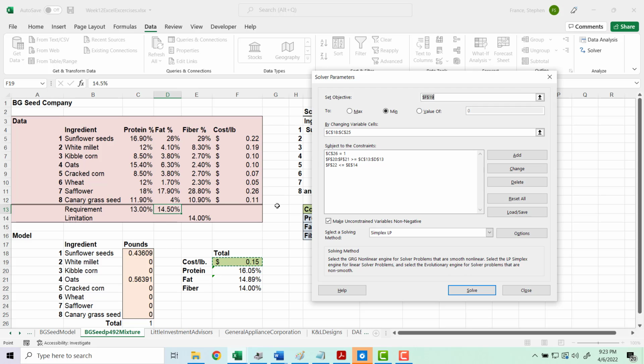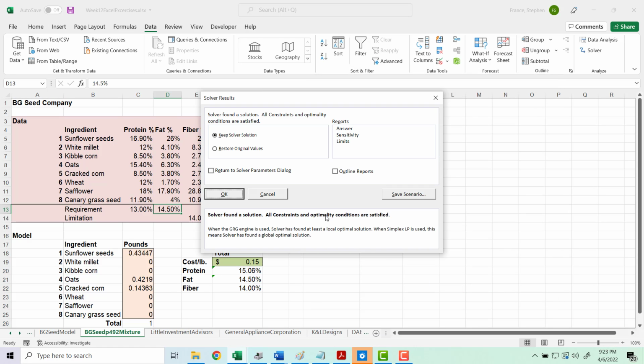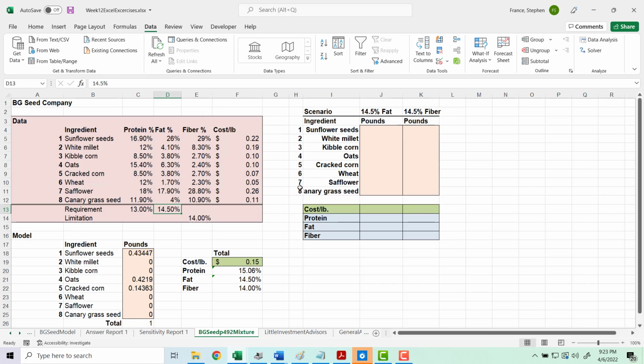And the nice thing about us not hard coding the 15% and putting it in the cell is we just update the cell, the model's the same. So we can just click solve. And voila, we now have a feasible model. Let's just get the answer and sensitivity sheets.